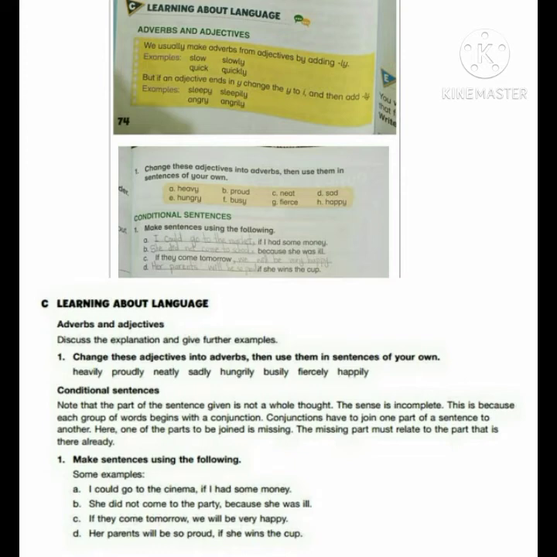We usually make adverbs from adjectives by adding ly. Agar humne kisi adjective se adverb banana ho, to hum uske aakhir mein ly lagate hain. For example, slow, slowly, quick, quickly. But if an adjective ends in y, change the y to I and then add ly. For example, sleepy, sleepily, angry, angrily.